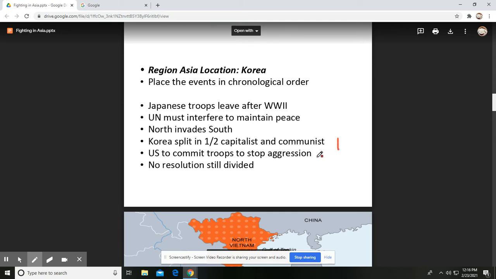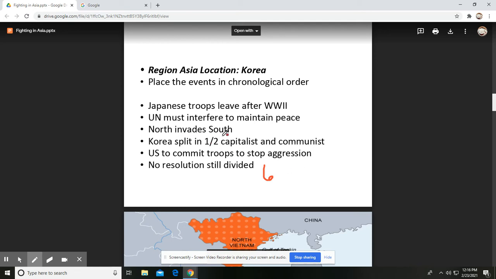Does Korea begin with the split? That would be a no. So you don't want to go with that particular item here. You basically want to see what else you could kind of weed out here. No resolution, still divided. 1, 2, 3, 4, 5. So that's going to definitely have to be last here because that's kind of where we're still at.